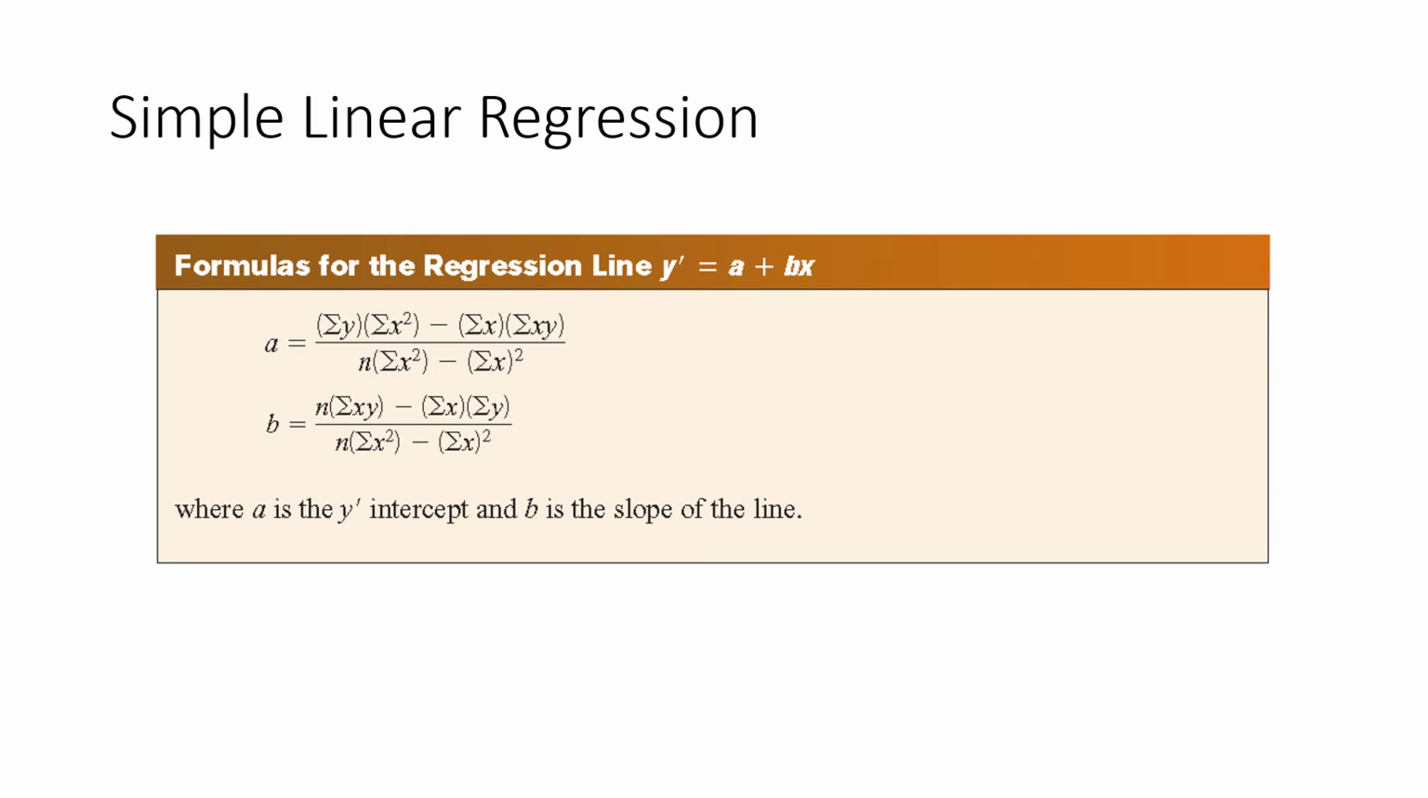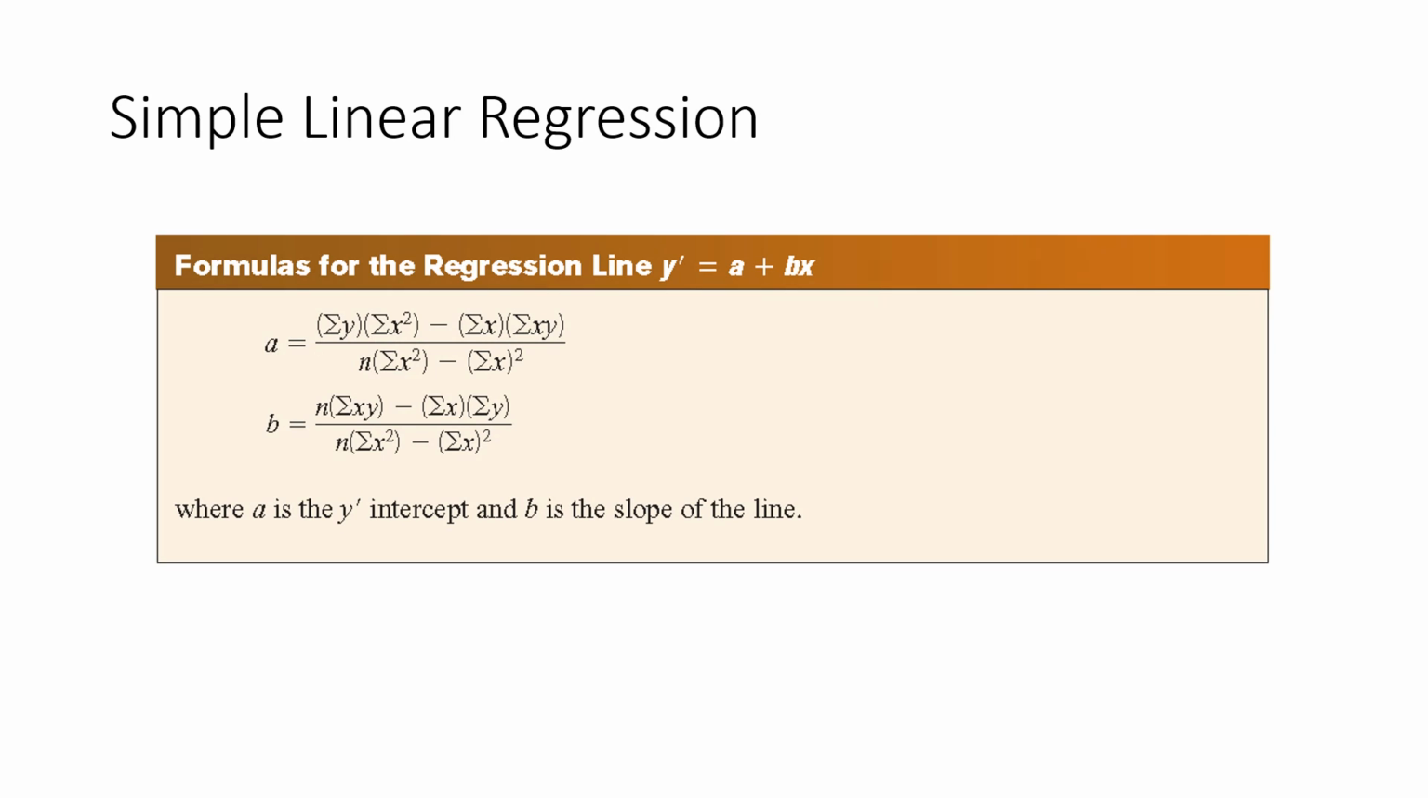So in algebra, the equation of the line is usually given as y equals mx plus b, where m is the slope of the line and b is the y-intercept. In statistics, the equation of the regression line is written as y prime equals a plus bx. So in this case, our a is the y prime intercept and the b is the slope of the line.